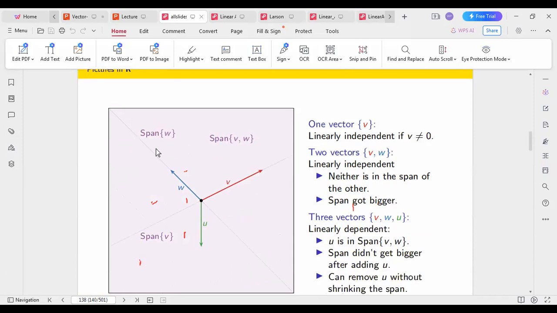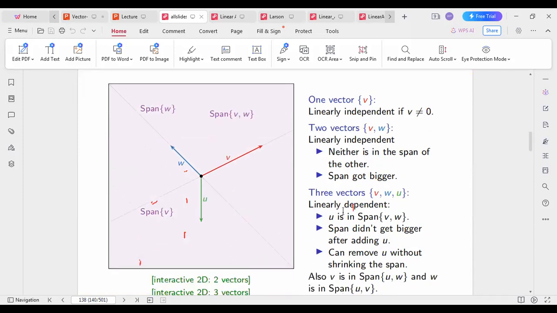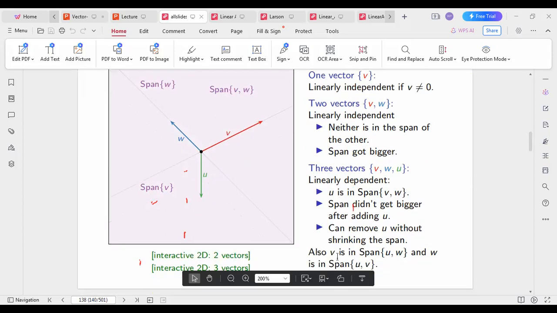Similarly, one vector B is linearly independent if B is not equal to 0, and two vectors B, W are linearly independent if neither is in the span of the other and the span got bigger. Three vectors, similarly, we can say they are linearly dependent if U is in the span of B, W, and the span did not get bigger after adding U, so we can remove U without shrinking the span. So B is in the span of U, W, and W is in the span of U, B.